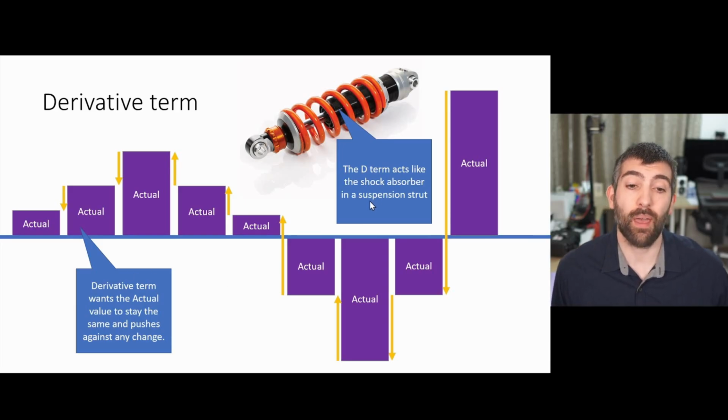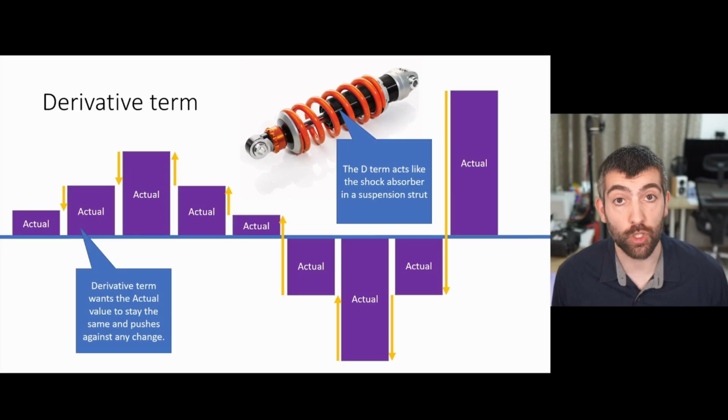The derivative term acts like the shock absorber in a suspension strut. It's always looking to slow down how quickly the quad responds or the drone responds to any input and to keep that actual rate of rotation as low as possible. Obviously, getting the right balance of D term is very important because if you have too much D term, the drone will be slow to respond. If you have too little, it will respond too quickly and oscillate.